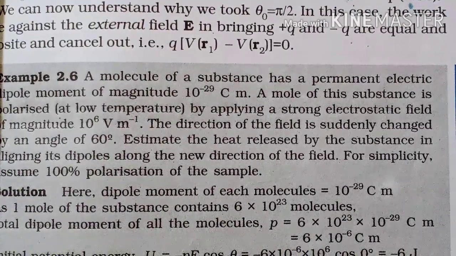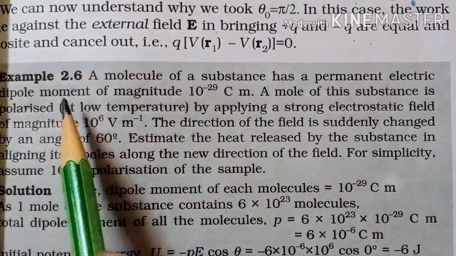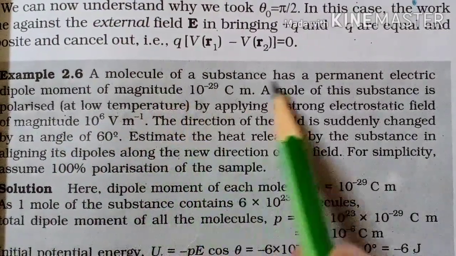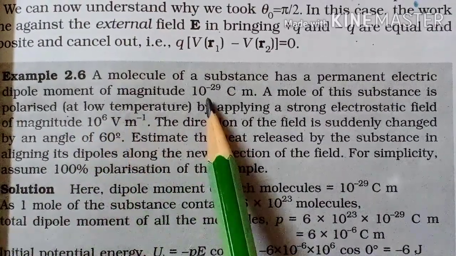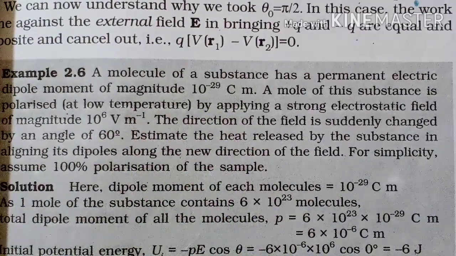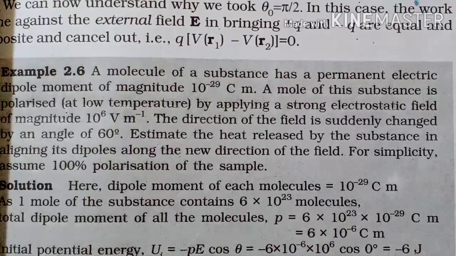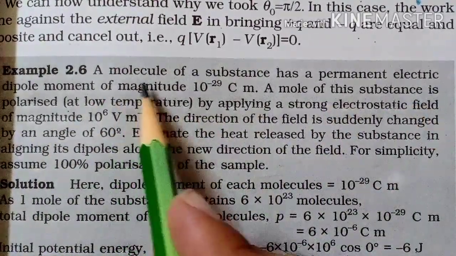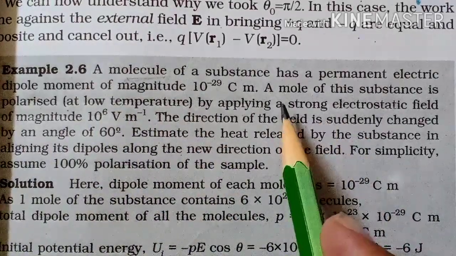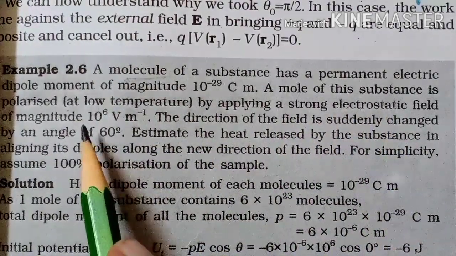Now we will solve example 2.6. A molecule of a substance has a permanent electric dipole moment of magnitude 10 raised to minus 29 coulomb meter. This is the value of dipole moment for one molecule. And a mole of this substance is polarized.